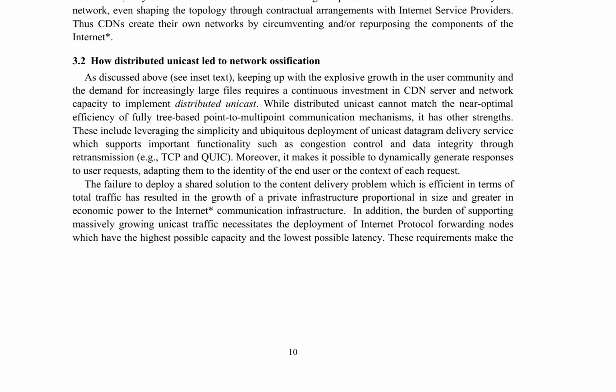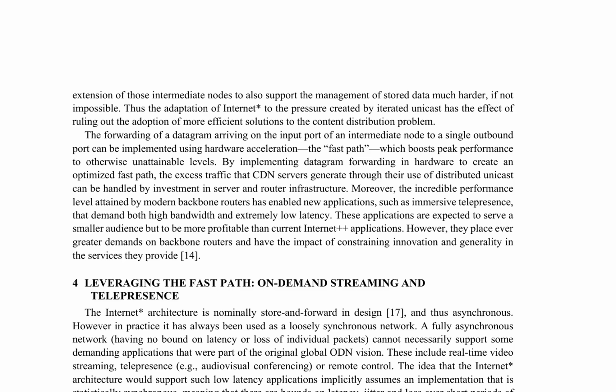The growth of CDNs and cloud services has led to network ossification, as the effort to scale up distributed unicast to keep up with the growth of the network required router optimizations that ossified Internet itself at the internetworking layer. This has resulted in the emergence of a private infrastructure proportional in size and greater in economic power to the Internet communication infrastructure. The deployment of Internet protocol forwarding nodes with high capacity and low latency has become necessary to support massively growing unicast traffic. The adaptation of Internet to the pressure created by iterated unicast has ruled out the adoption of more efficient solutions to the content distribution problem.